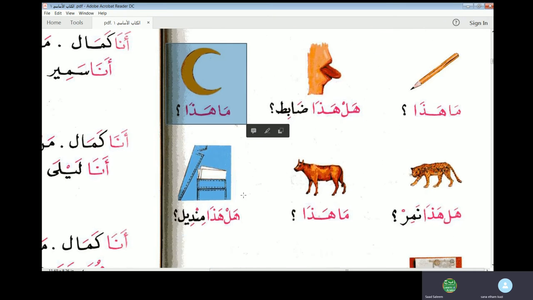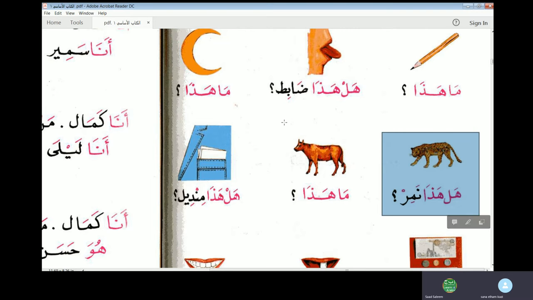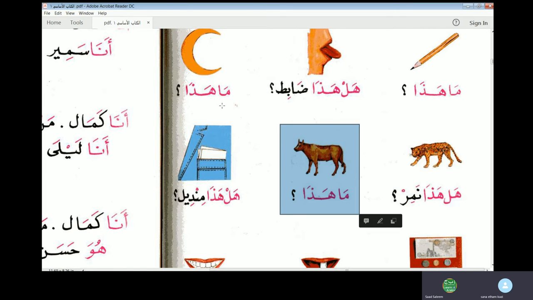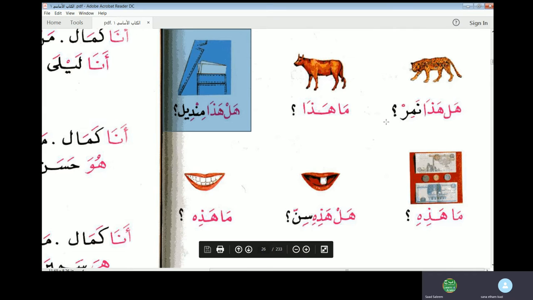Ma hadha, what is this? Hadha kamarun or hadha hilalun, if you want to say new moon. Hal hadha namirun, is this a leopard? Naam, hadha namir, yes, this is a leopard. Ma hadha, hadha thawrun, this is the ox. Hal hadha mindilun? Naam, hadha mindilun.